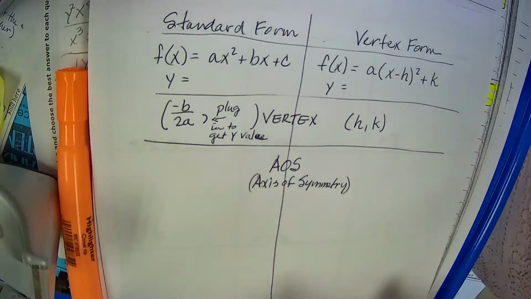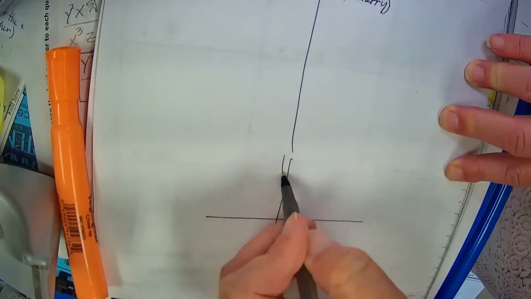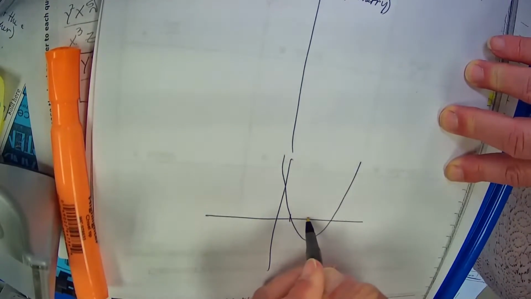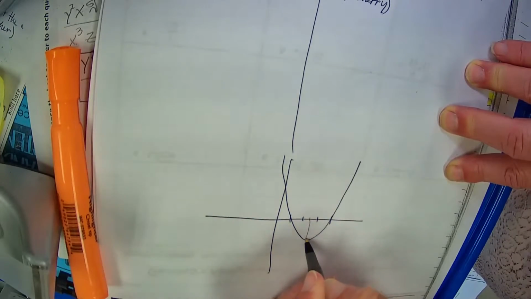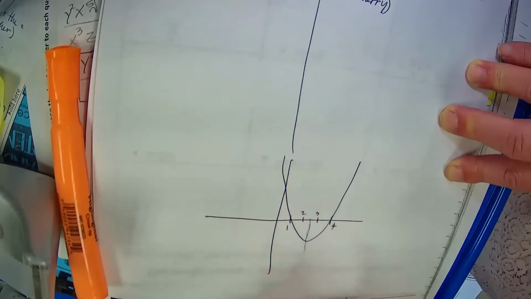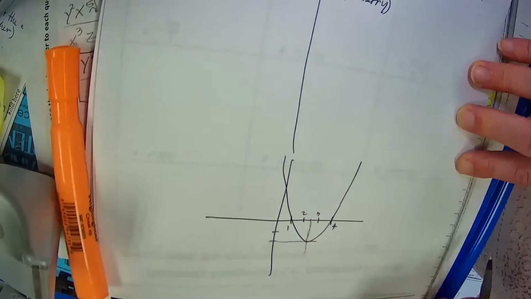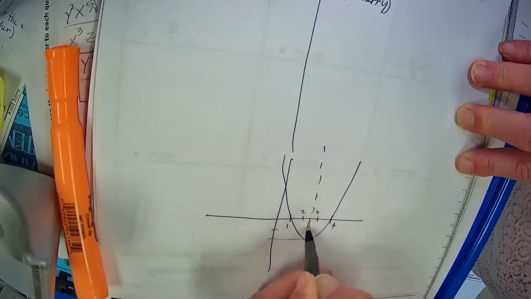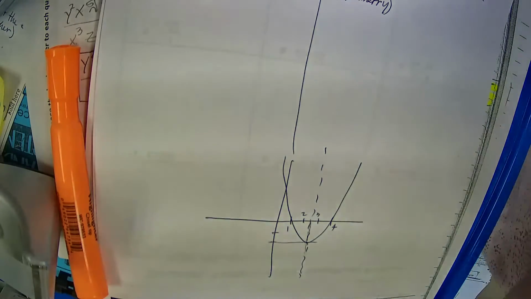And we talked about the axis of symmetry. I'm going to draw a little picture down here, with points 1, 2, 3, 4. This one's kind of in the half, so this is like 2.5, and then 1, 2. The axis of symmetry would be like the fold line for the parabola, and it's the same as the x value of the vertex.